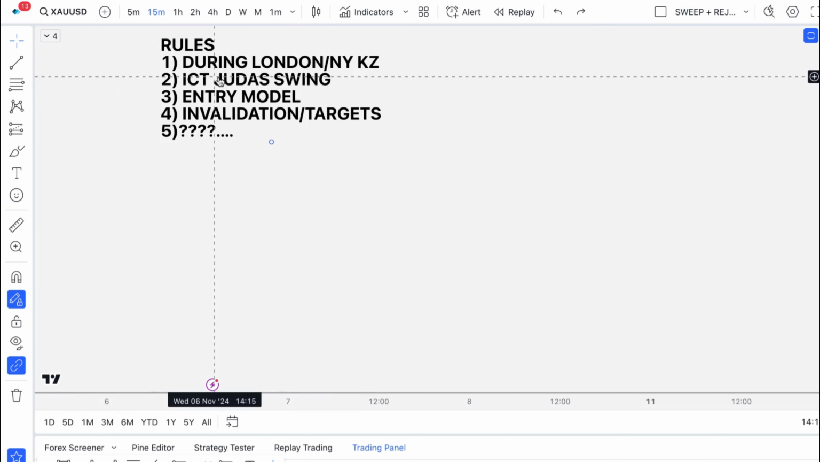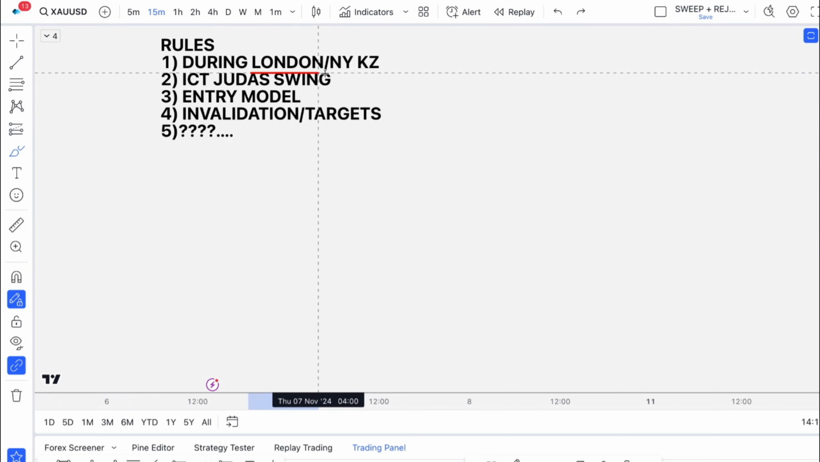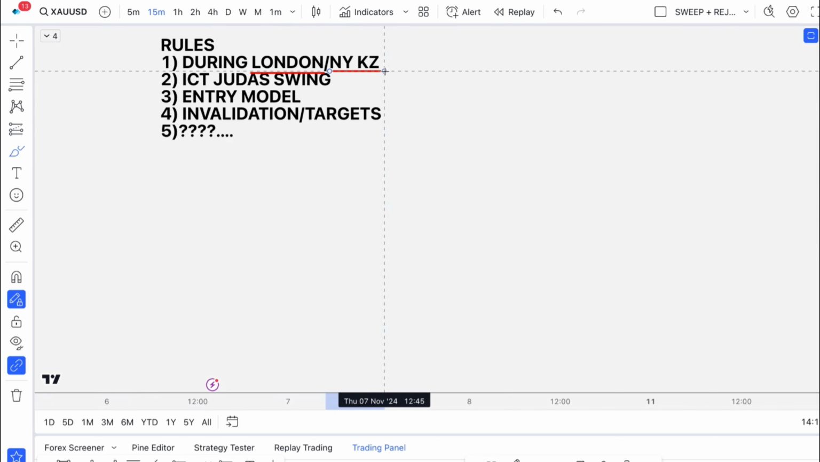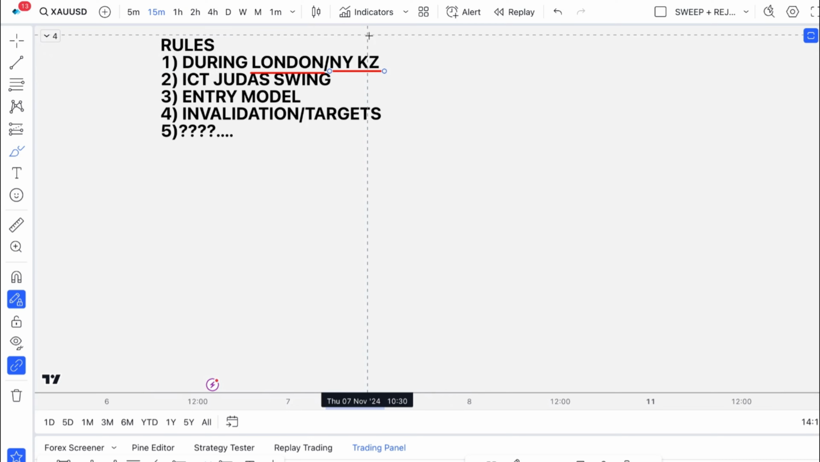So during a London or New York kill zone is step number one. The London session is from 8 a.m. till 10 a.m. GMT. The New York session is from 1 p.m. until 3 p.m. GMT. These are the highest volume sessions within the market, and this is when the most amount of volatility and the most amount of trending conditions take place within the market. So you need to be trading during one of these kill zones.